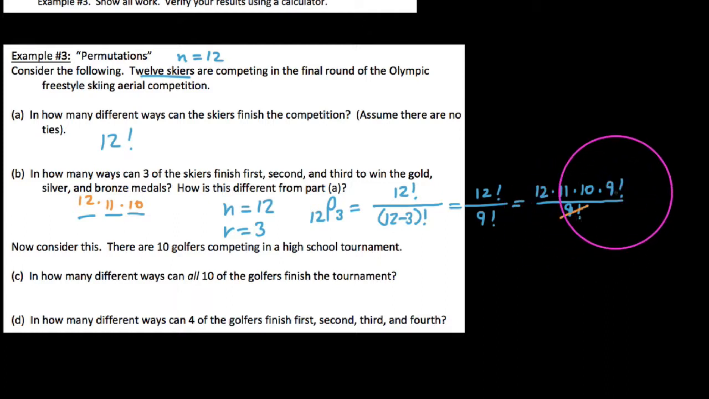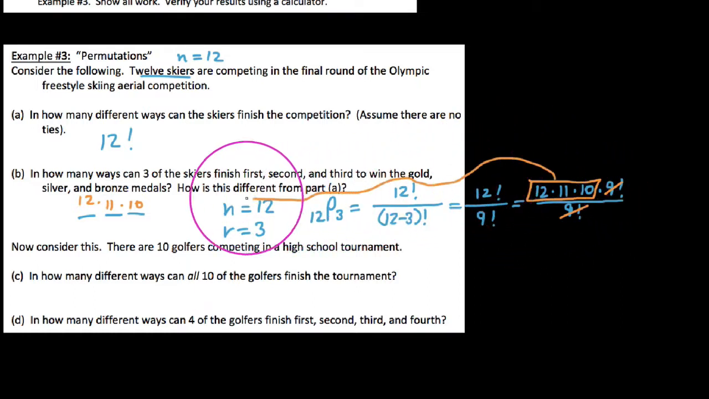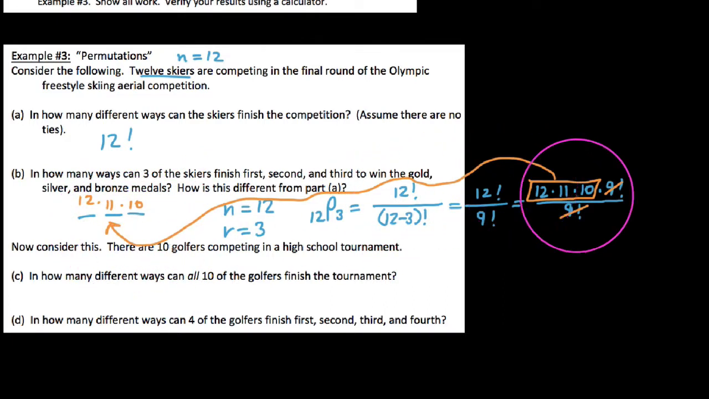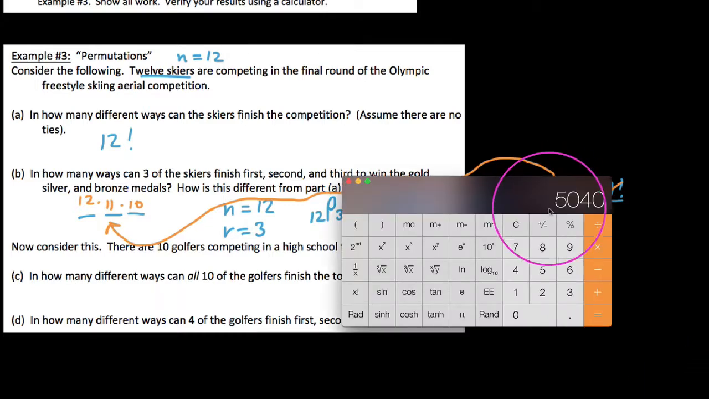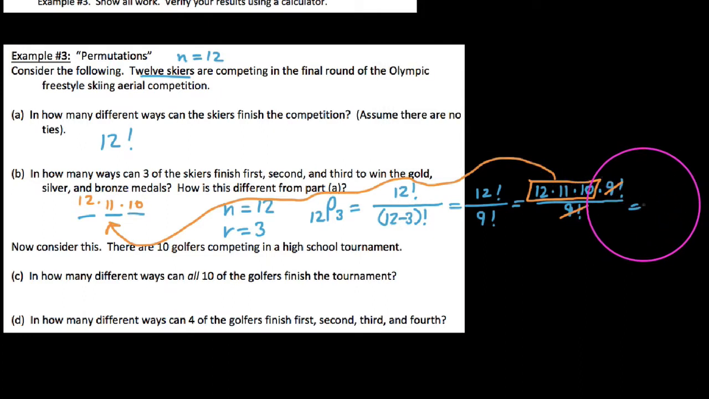And what I know is this: anything divided by itself is going to cancel out. So in other words, this 9 factorial in the denominator is 9 times 8 times 7 times 6 times 5 all the way down to 1. That would cancel out with 9 times 8 times 7 times 6 times 5 all the way down to 1 on top. What we get left with is the real substance right here, which I want to point out is the same thing we would have gotten had we used the fundamental counting principle to begin with. So really what we get is 12 times 11 times 10. In this instance, that's 1320.